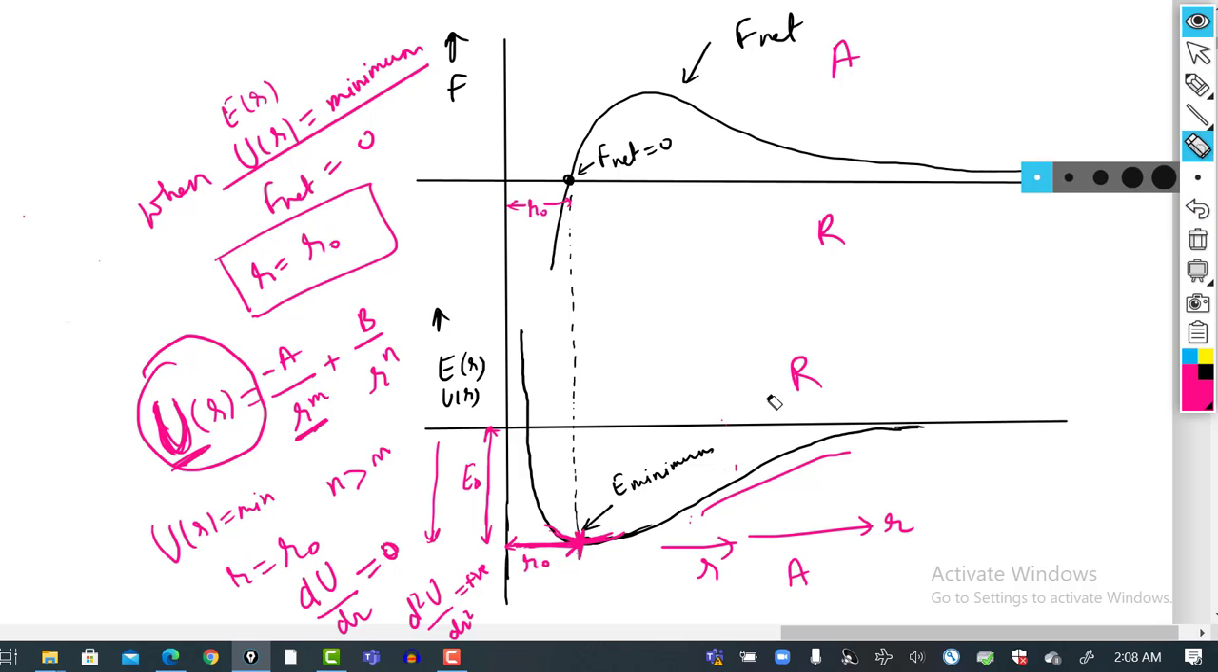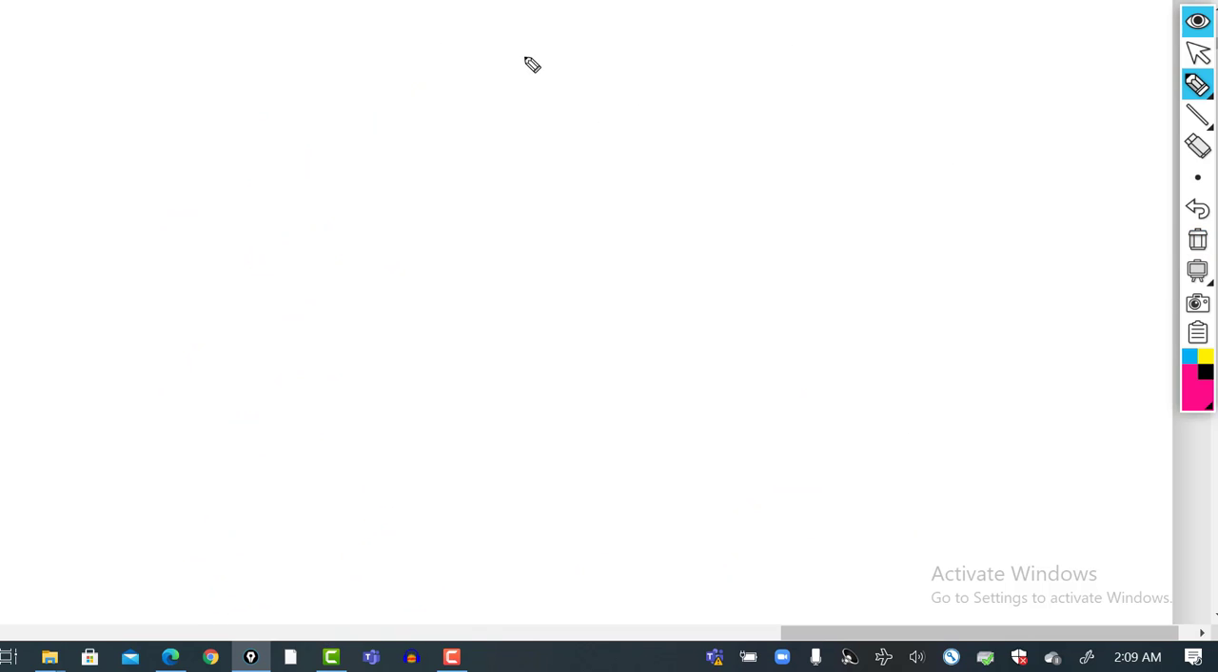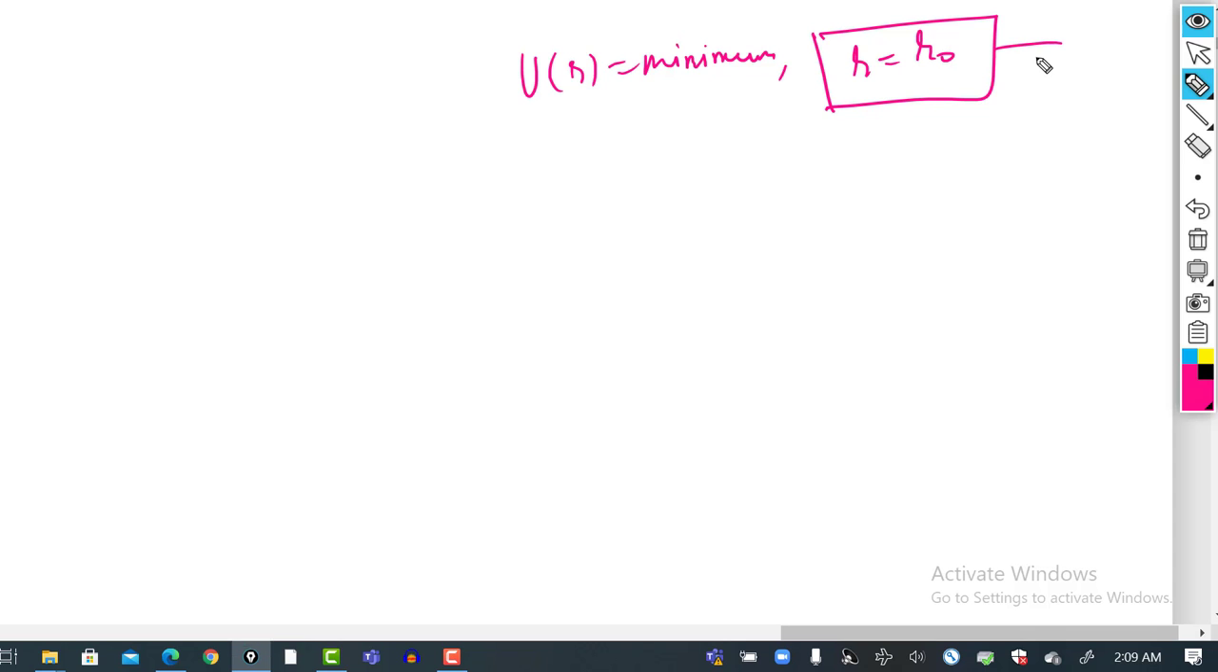So basically, to find out R equal to R naught, since at R equal to R naught the function becomes minimum, we can apply this minima condition. Just differentiate one time and put it equal to 0. You are going to get R equal to R naught. Understood? So when U of R becomes minimum, we can apply the condition for minima. U of R is minimum at that point, R becomes R naught. So we have to find out the equilibrium distance R naught.